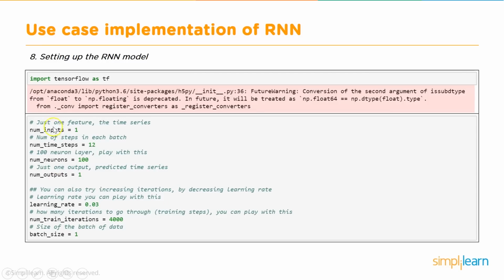So here I am creating regular Python variables and I'm saying number of inputs is 1. So instead of hard coding, I'm just storing them as variables. So number of inputs is 1, number of time steps is 12, number of neurons is 100, and so on, right? And then learning rate is 0.03 and number of iterations we are saying is 4000.